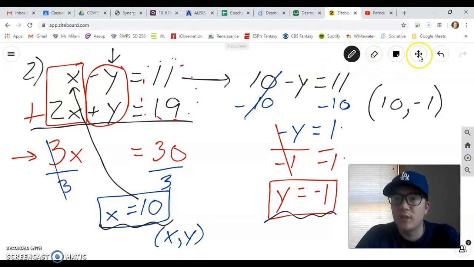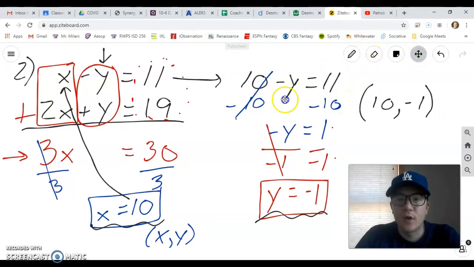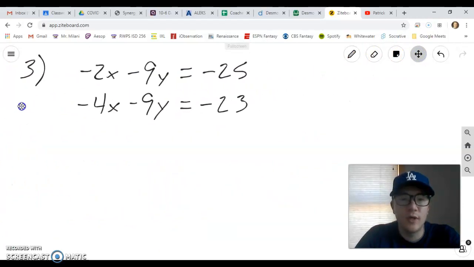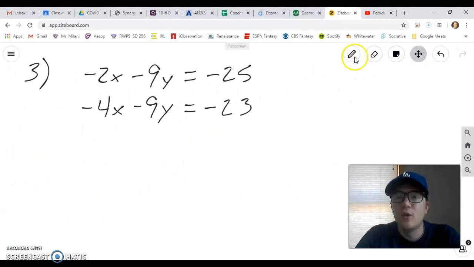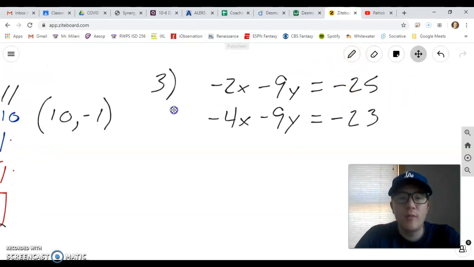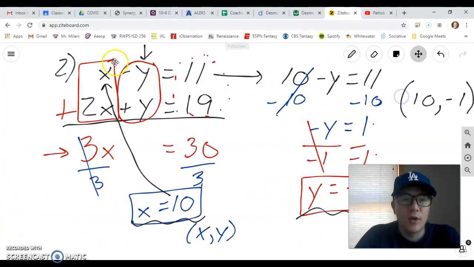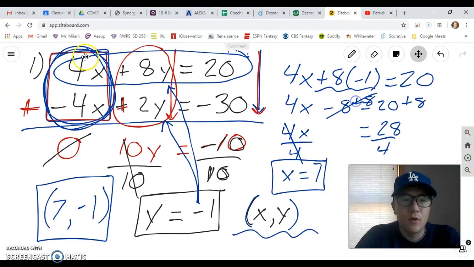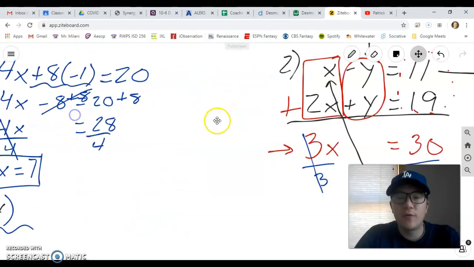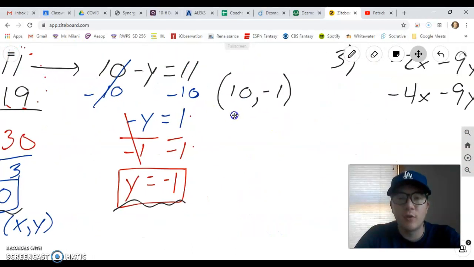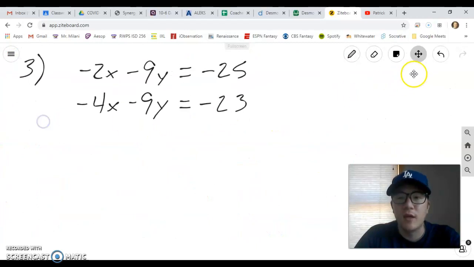Okay. Now this next one, I'm just going to show you the first couple steps, and then everything else will be the same as we've already done. Okay. So this third system, what do we notice right now? Well, the two matches that we had, this y and -y, 4x and -4x, first two times so far, they've already been inverses of each other. We've had a positive and a negative of the same thing.